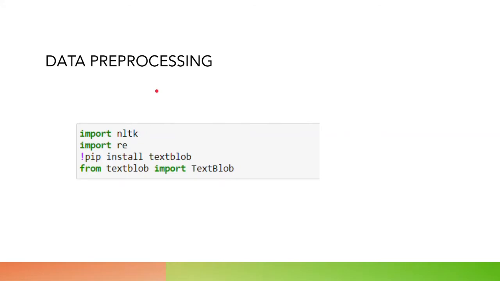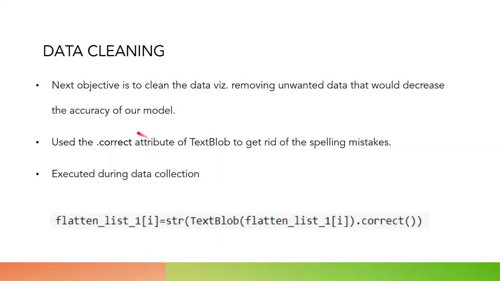So the next step after data collection is the data pre-processing. Data pre-processing is the process of converting data into something that the computer can understand. The NLTK library helps us to perform simple language processing. The RE library helps us to deal with the regular expressions, and the TextBlob library provides us a simple API to perform simple NLP tasks such as sentiment analysis, classification, translation, and many more.